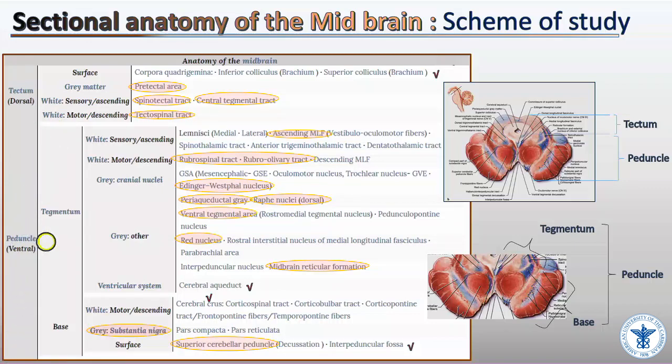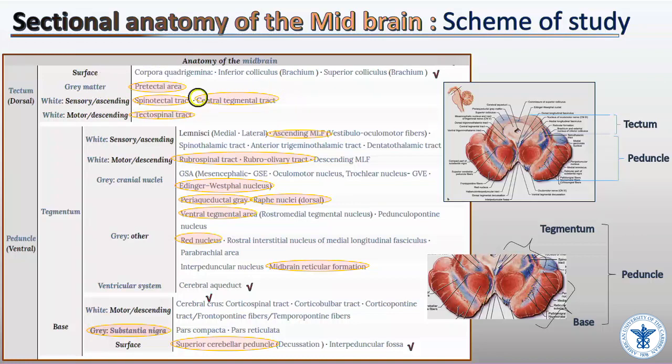Now, the peduncle is technically divided into two parts. The base, that's where you have the corticospinal tract here, and the inner bulkier section here, that's called the tegmentum. Now, this division, again, is an artificial division. We do it just to understand the brainstem a little bit more in detail. So it's good to break it up like this, and then you have each area, the tectum, the tegmentum, and the base, having both gray matter nuclei and white tracts that go through.